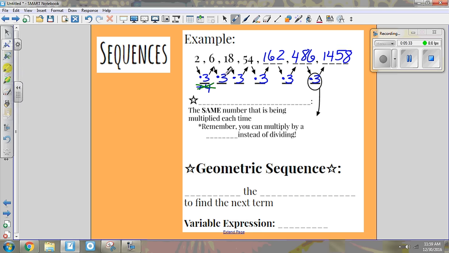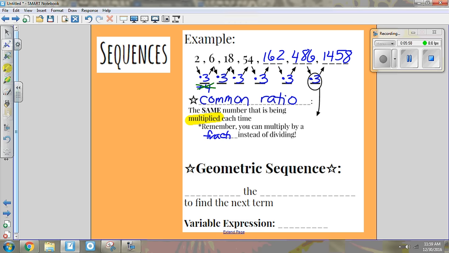Now this time, I was multiplying by the same number each time. That's what we call a common ratio. That's that same number that's being multiplied each time. So this is a little bit different from the common difference. Remember, that was when we were subtracting. Now remember, you can multiply by a fraction instead of dividing. So for example, if you were doing divided by 3, that's the same thing as times 1/3. Just a little review on fractions.